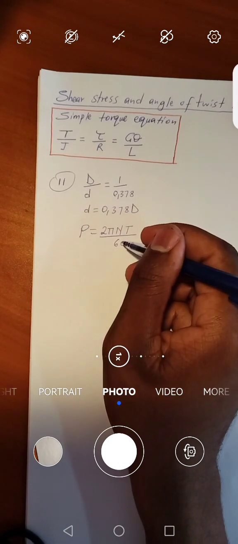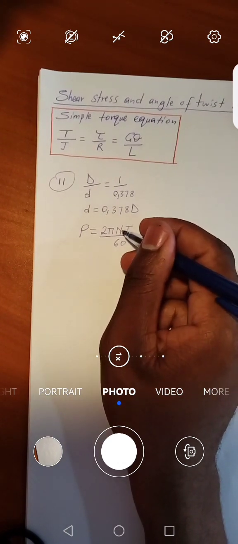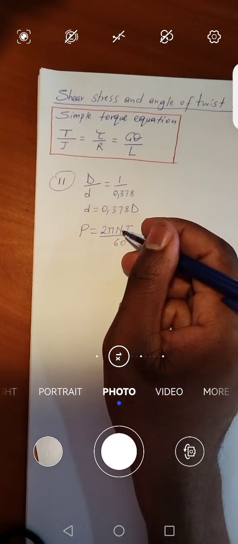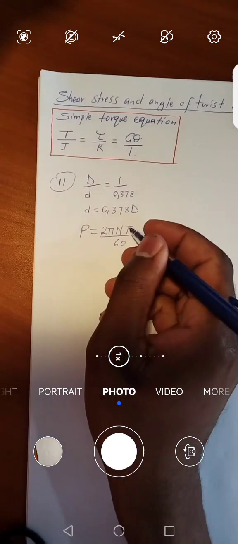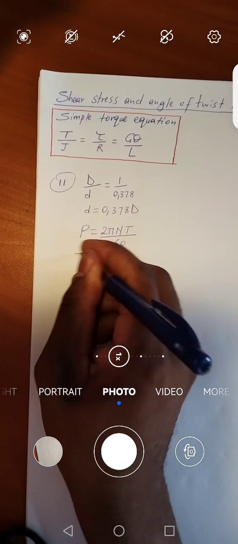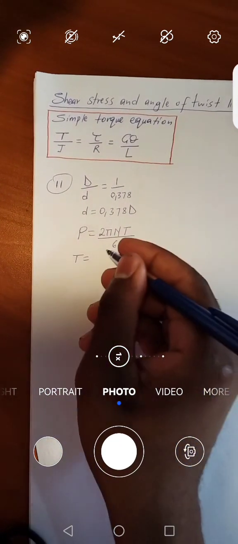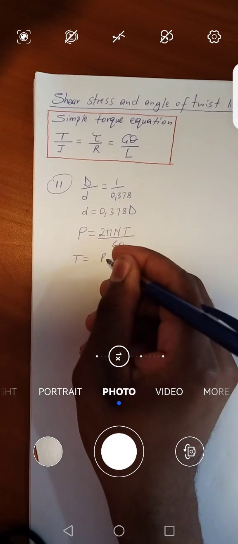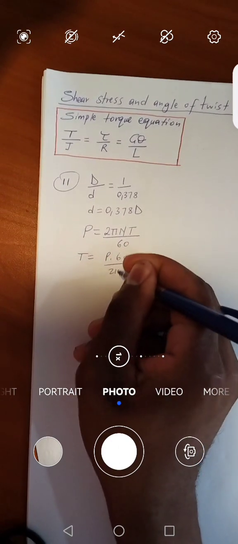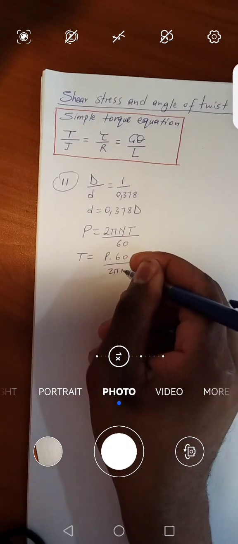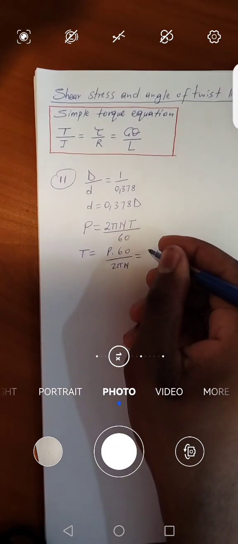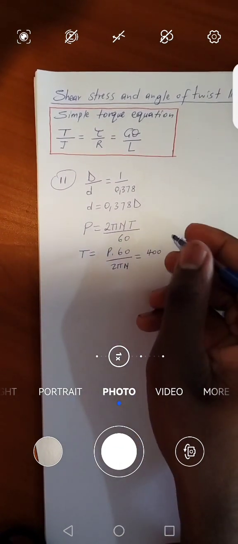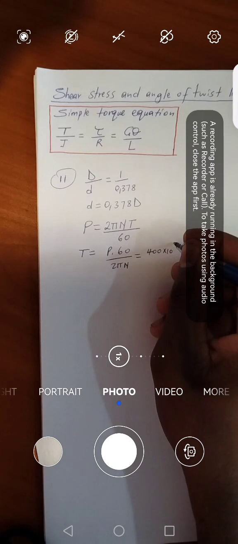We do have this over 60 because our n will be in revolutions per minute. If n is in revolutions per second, then we don't put this 60. You must be careful there. Then from here you can make T the subject of the formula. You will have T equals P times 60 over 2 pi n. Then from there you will have 400, I think it's kW, to the power 3.